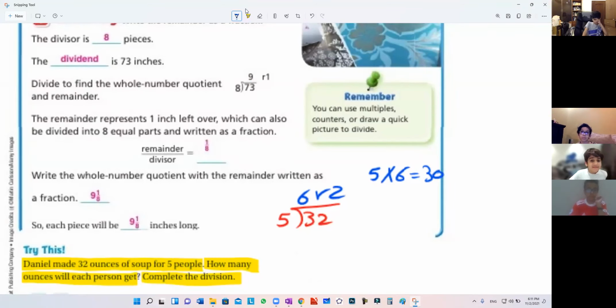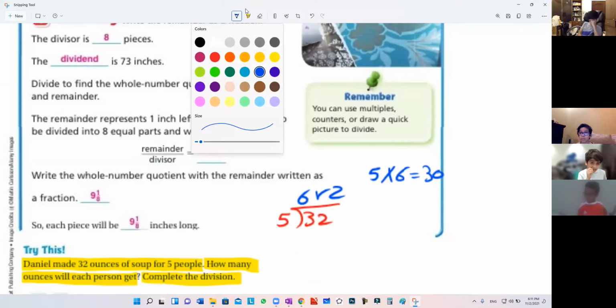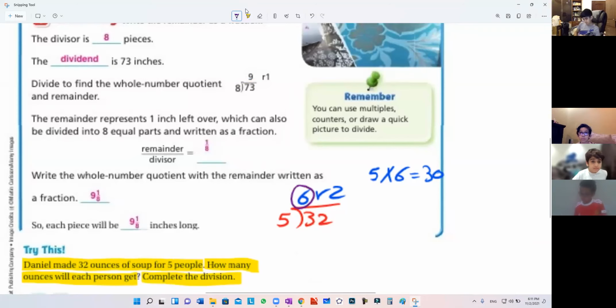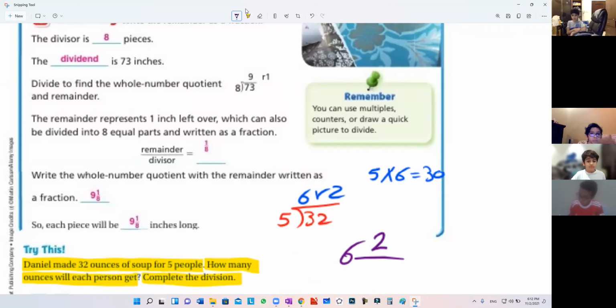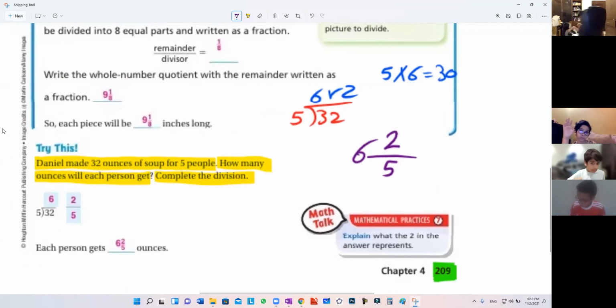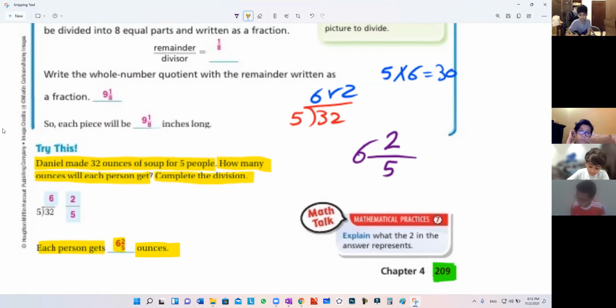So how can we write it as a fraction? We put the 6, which is the whole number quotient, and then the remainder. Where is the remainder here? It is 2, so we write the 2 up. And where is the divisor? The divisor is the number here, so it will be 5. So our answer here is 6 and 2 over 5. So we can say each person gets 6 and 2 over 5 ounces.